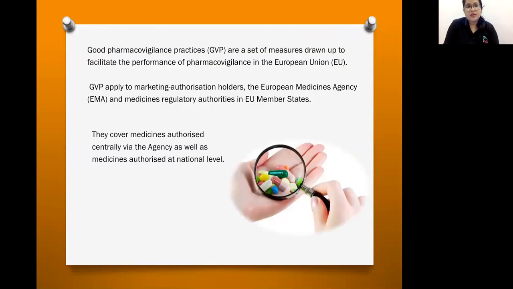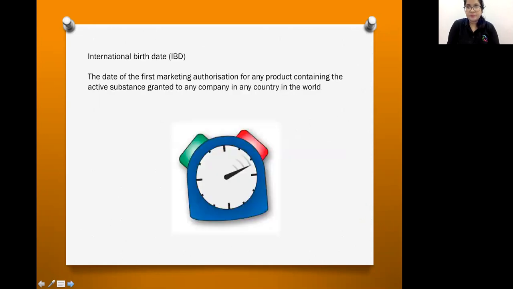So the first definition is good pharmacovigilance practice. Good pharmacovigilance practice is a set of measures drawn up to facilitate the performance of pharmacovigilance in the European Union, and it applies to the marketing authorization holder, the European Medicines Agency, that is EMA, and the medicines regulatory authorities in the European member states. They cover medicines authorized centrally by the agency as well as medicines authorized at the national level.